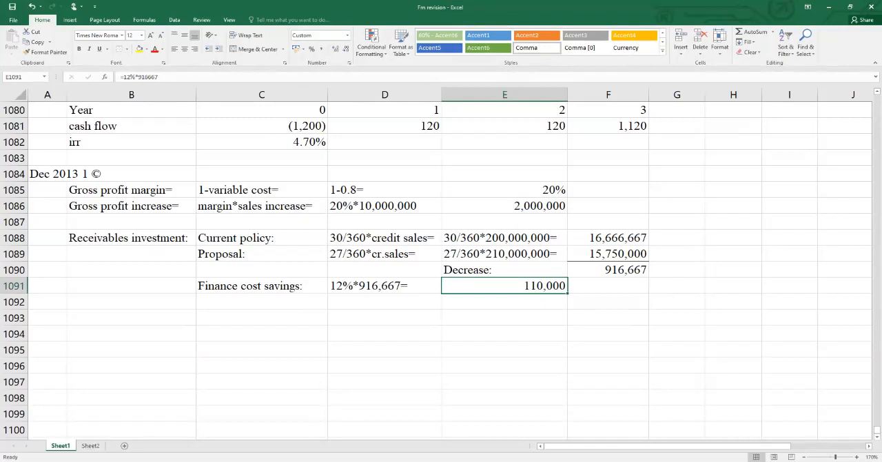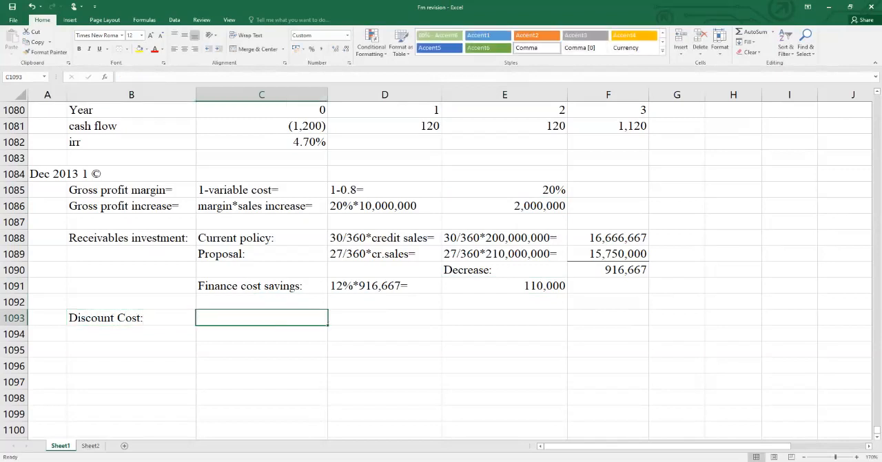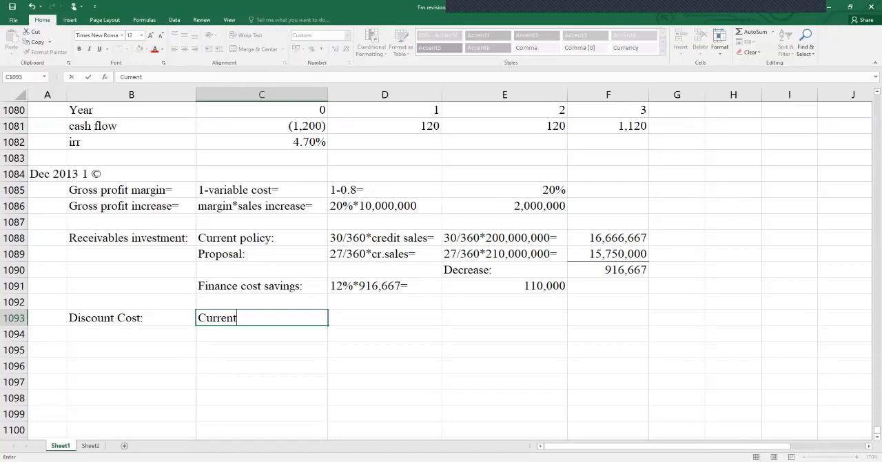So I think maybe our next topic, the discount you give to the customer. Okay, so discount cost. Already currently the company is giving discount, so it's not something new the company is proposing. The company is already giving discount to the customers. Therefore, we can begin here with the current policy. We determine currently how much discount the company gives.